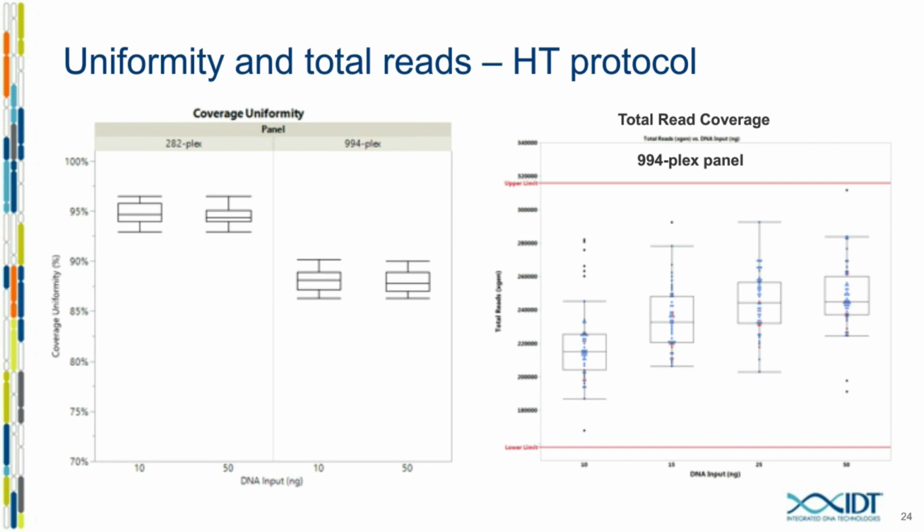So now here we're looking at coverage uniformity of the same two panels on the left-hand side of this slide. On the y-axis is the percent of assays that have reads greater than 20% of the mean number of reads for each assay, and on the x-axis is again the input amount. For the 282-plex, over 95% of the assays have reads greater than 20% of the mean number of reads, and this is above 85% for the larger panel. This 85% will be our minimum guarantee.